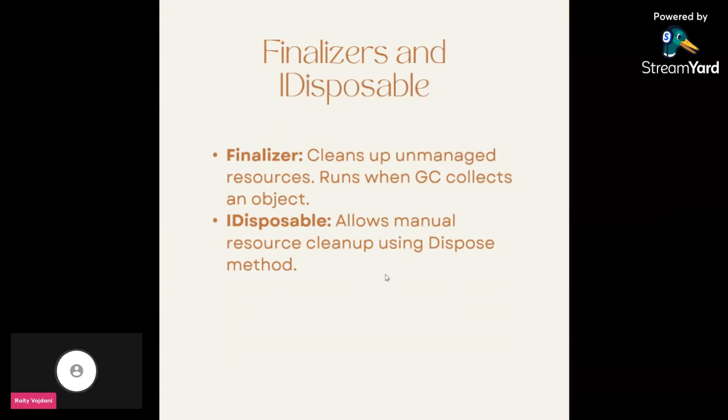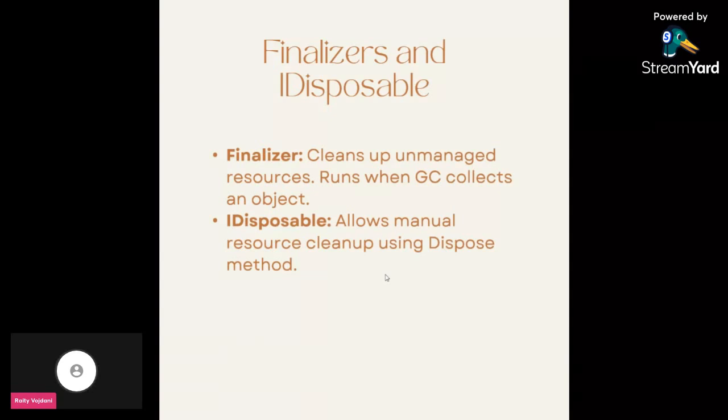Let's start with two important concepts, finalizer and IDisposable. A finalizer is a method that runs automatically when the garbage collector removes an object from memory. It gives us one last chance to clean up unmanaged resources like open files or network connections. But here is the catch: you don't know exactly when the finalizer will run.